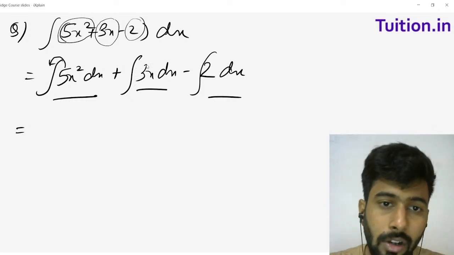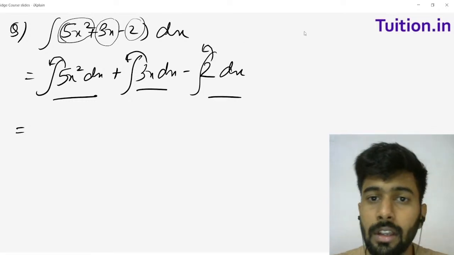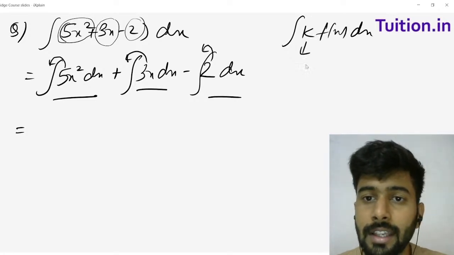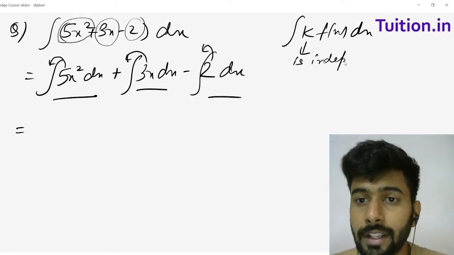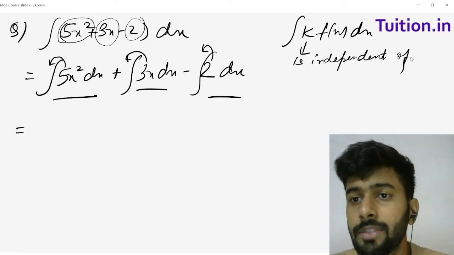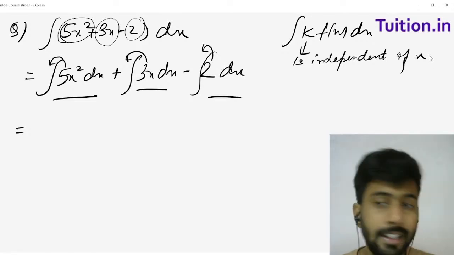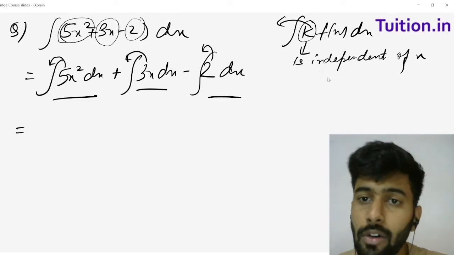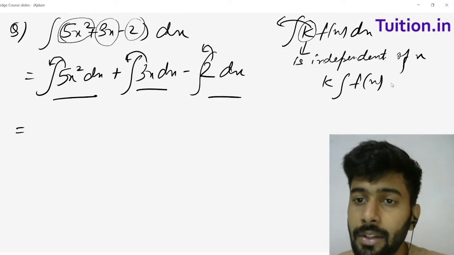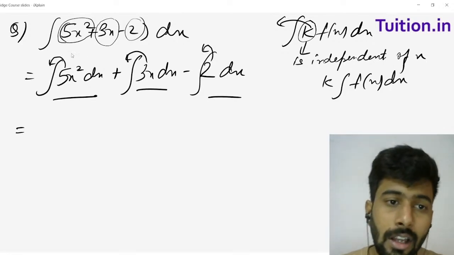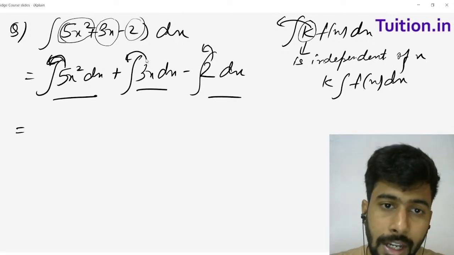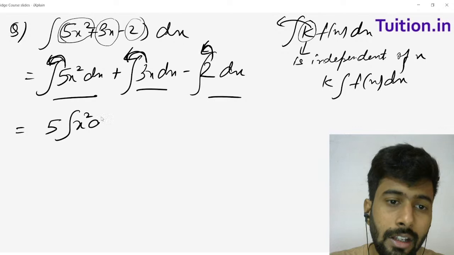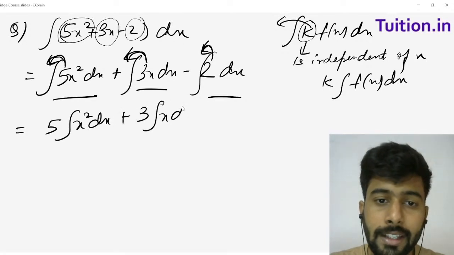Constants can be pulled out of the integral. This I have told you before. If you have integral k f of x dx, where this k is independent of x, which means if I keep changing the value of x, k has got nothing to do with it, k does not depend on x, then I can pull k out of the integral and say k into integral f of x dx. Which is why I can pull 5 out, here I can pull 3 out, and here I can pull 2 out, because these are constants. They do not depend on x.